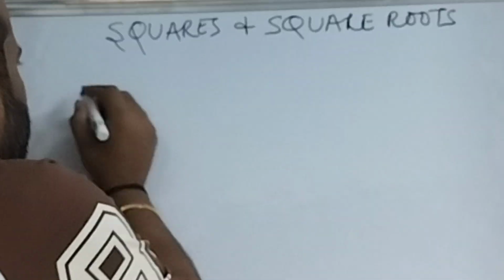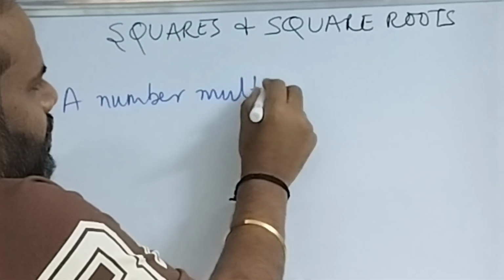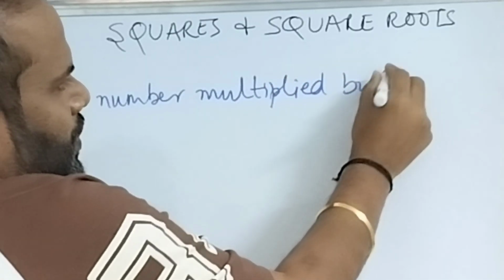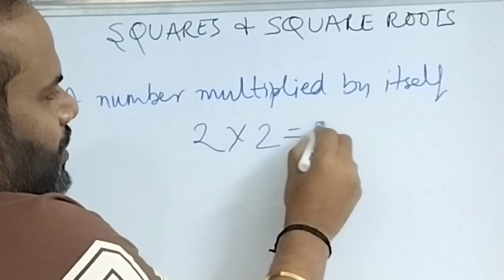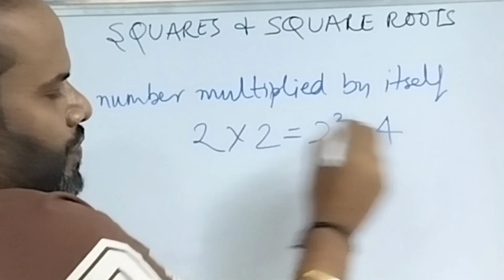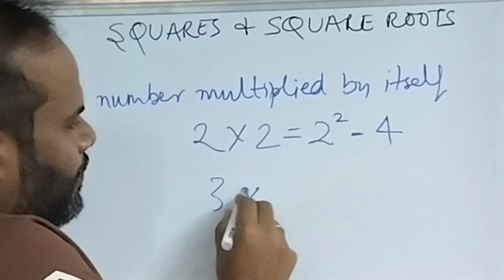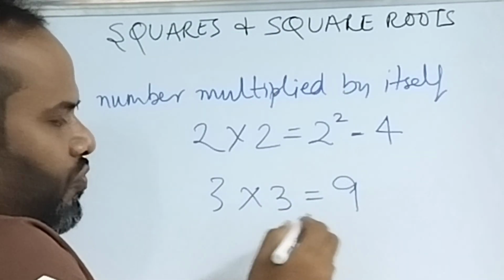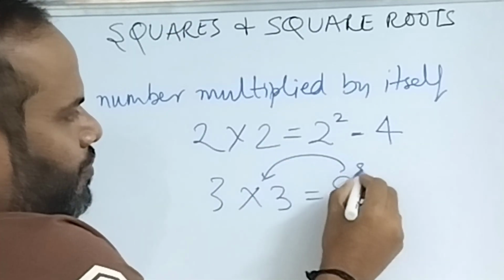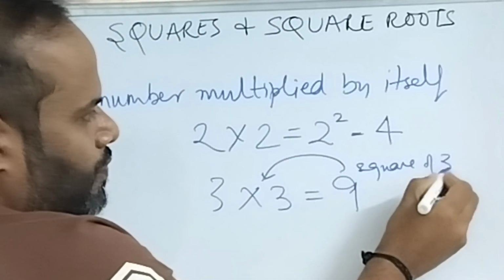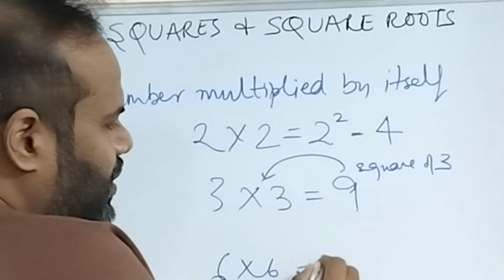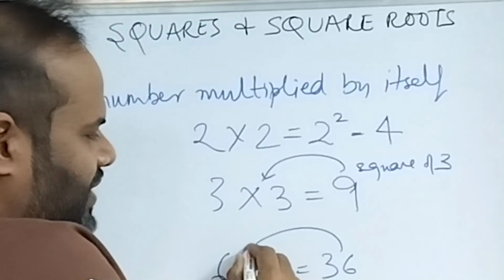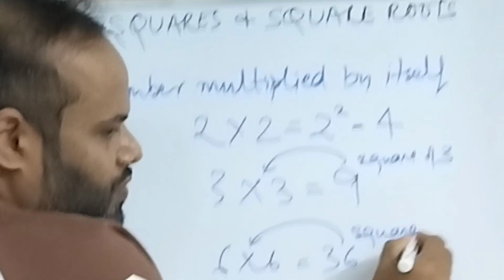Basically, what is a square? A number multiplied by itself. For example, 2 into 2 is 2 square, 4. 3 into 3, 9. So we can say 9 is the square of 3. Similarly, 6 into 6, 36. So 36 can be said as the square of 6.